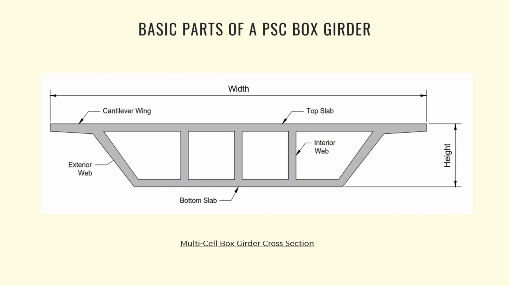For multiple cell box girders, the only difference would be having more than two webs, which are classified as either interior or exterior webs.